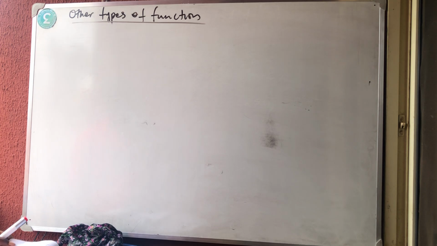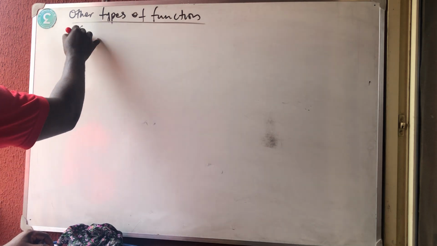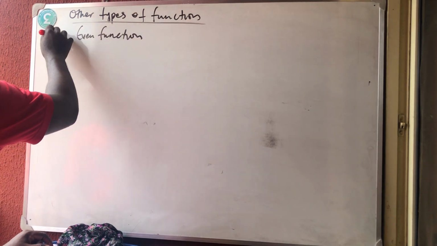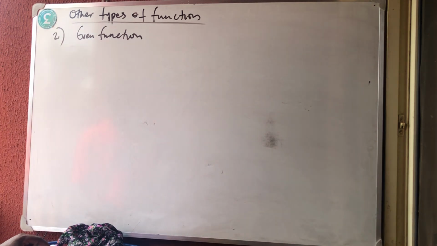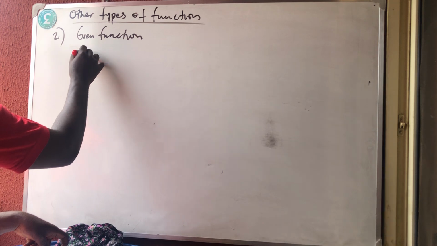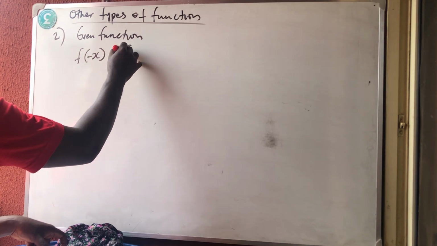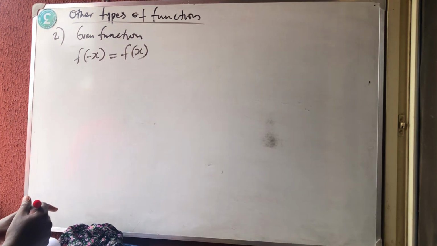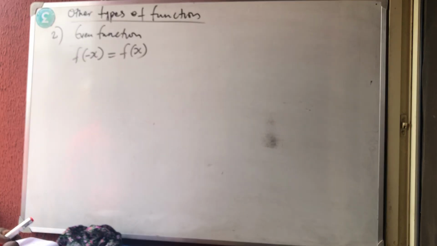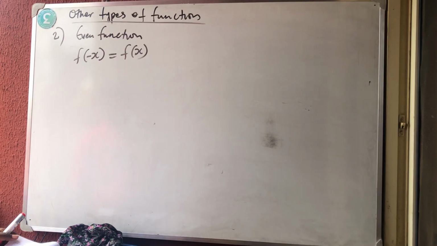So the next type of function is the even function. Number 2, even function. Now, how do you know that a function is even? A function is even if f of minus x is still giving you f of x. That is when it is even. But if it's not so, then it is not an even function.